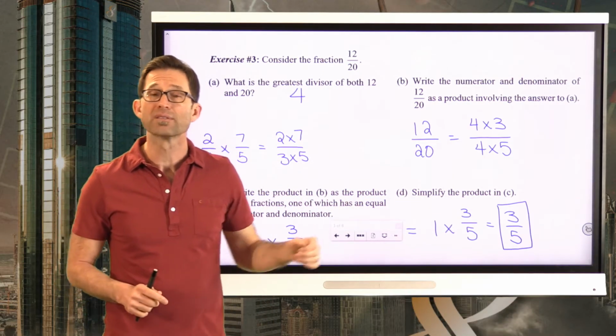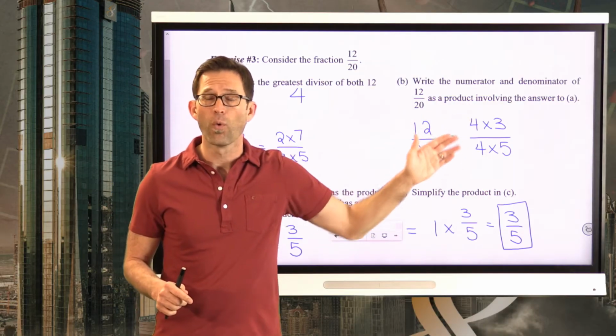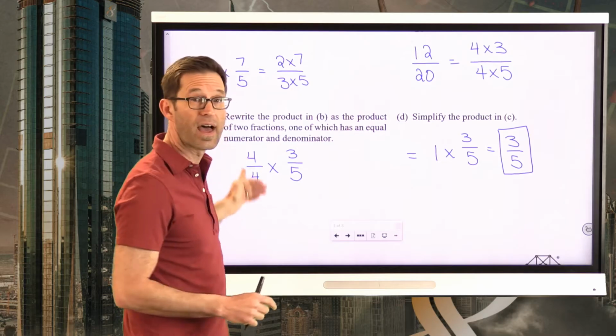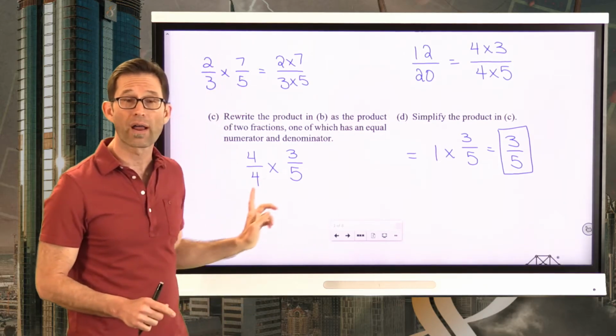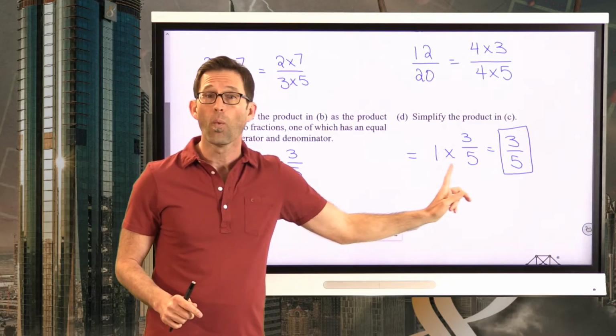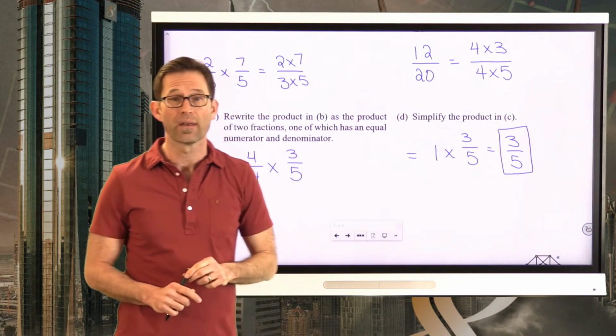And they're the same because I have literally found that factor of 4 in both the numerator and denominator, and I have then taken that and rewritten it as the product of two fractions, one of which is equal to the number 1. And anytime you take 1 times a number, you just get that number.